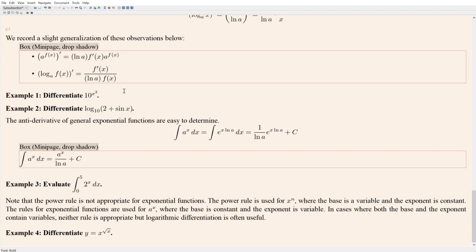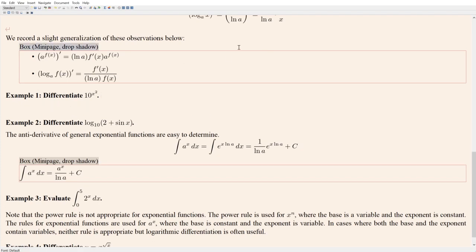Okay, so differentiate 10 to the power x squared. So here we have something of the form above, 10 to the power x squared. So this is literally just an application of the formula.